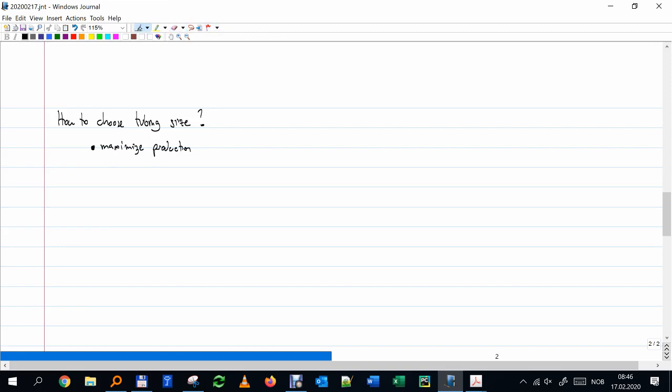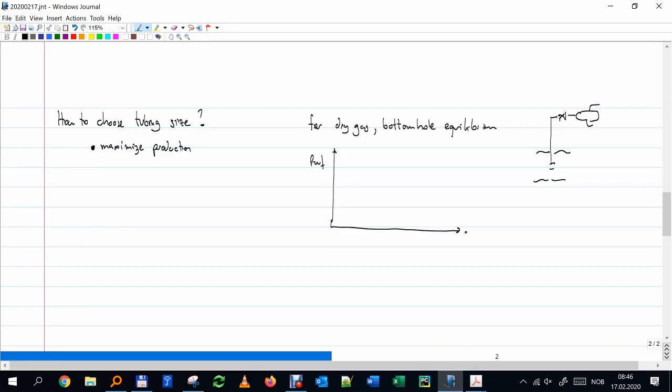And if we make the case for dry gas, remember, let's make bottom hole equilibrium. We have a well. Let's say we have a constant wellhead pressure, or it is very close to a separator. And we're making PWF. And I told you one curve will look like that, one curve will look like that, and that this one is the IPR and this one is the TPR.